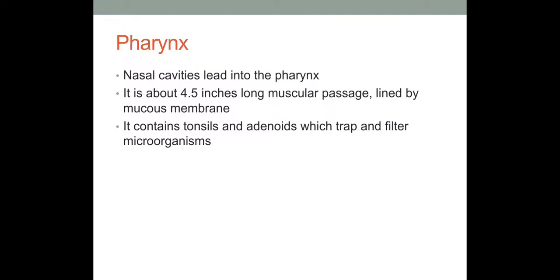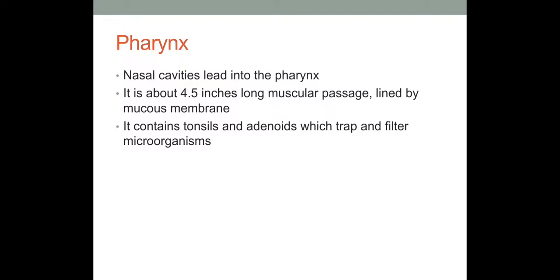Now from the nasal cavity, the air will move toward the next part of the air passageway, called the pharynx, which is a combined passage for the digestive system as well as for the respiratory system. So the nasal cavities lead into the pharynx. Pharynx is about 4.5 inches long, a muscular passage lined with mucous membrane. It also contains tonsils and adenoids, which are organs of the lymphatic system, and their function is to trap and filter microorganisms. So here the air will become moist again, and germs will be trapped from the incoming air.